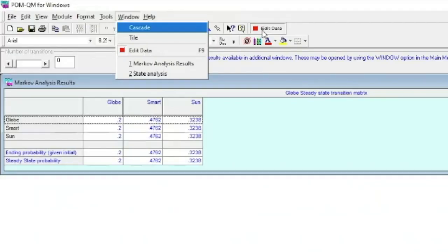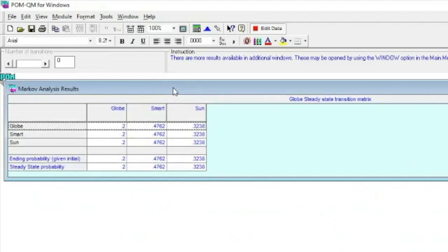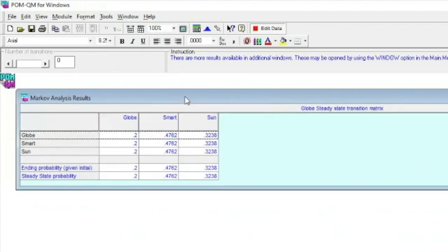So click solve, and here they are. The software displays our final answers. So this is the globe steady state transition matrix. As you can see, this is the final transition matrix. We have here at the bottom two values, or two answers.